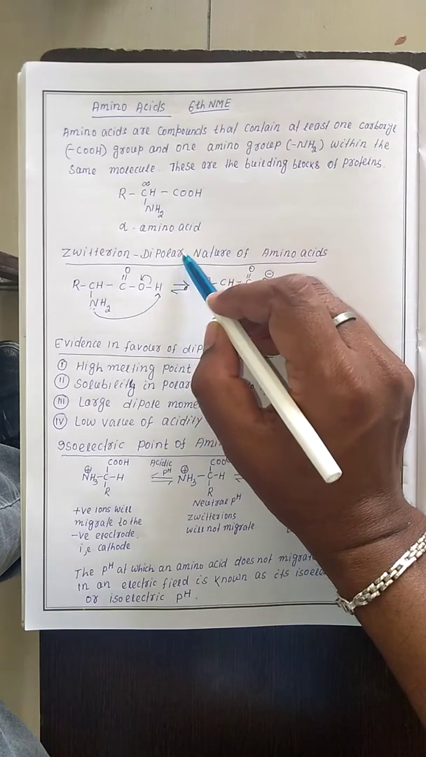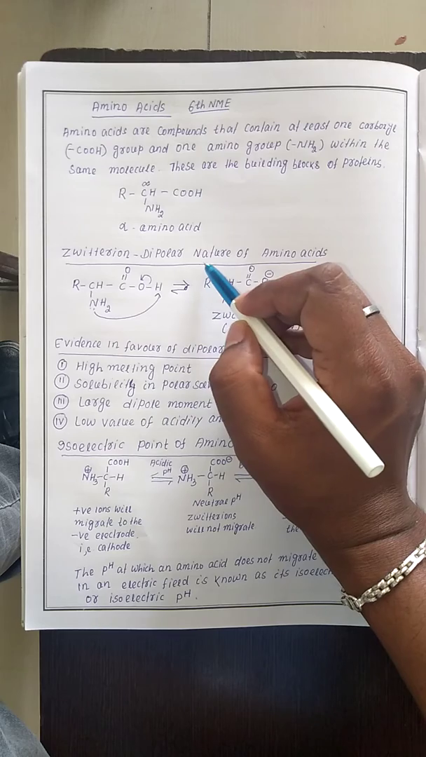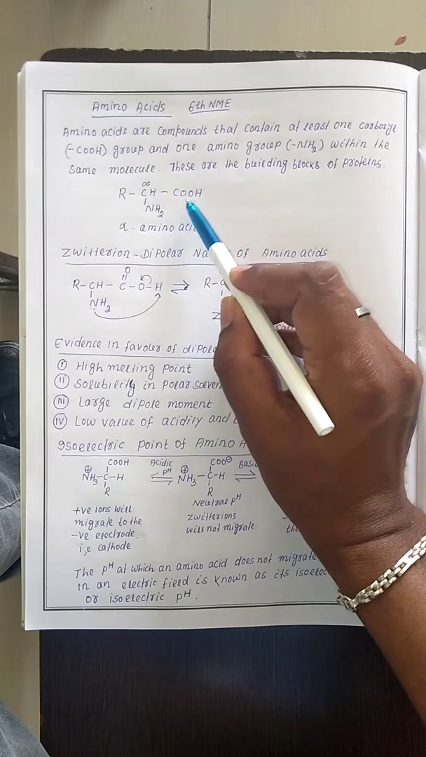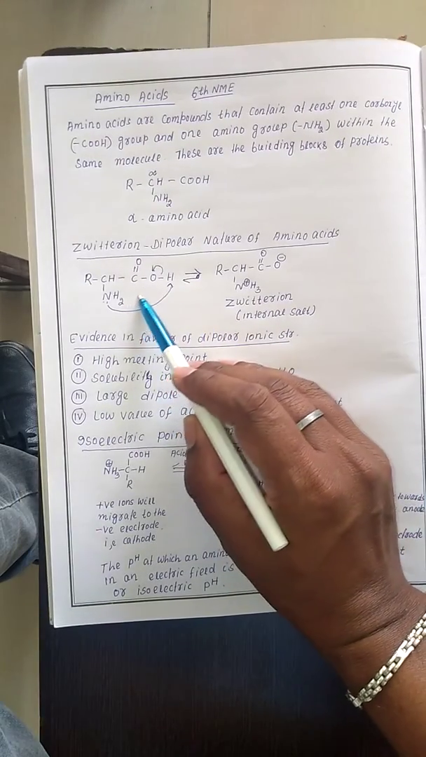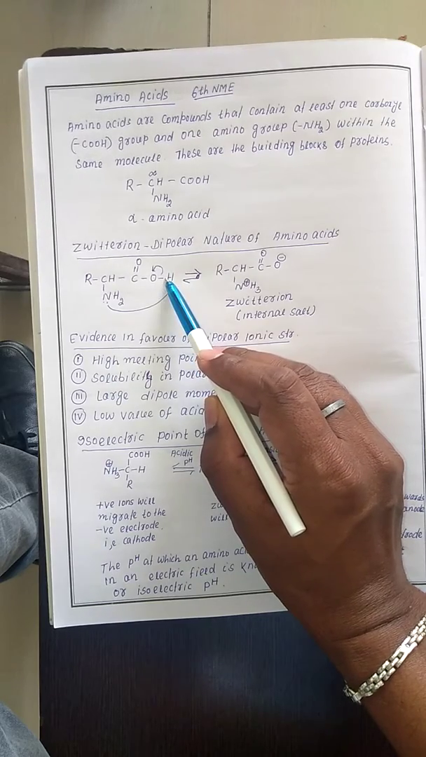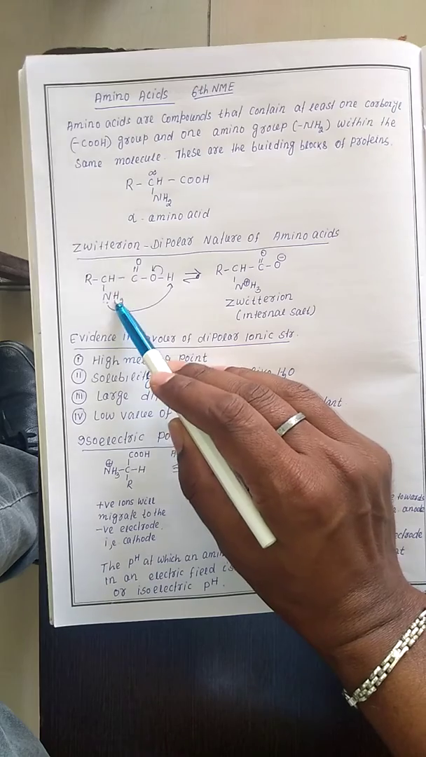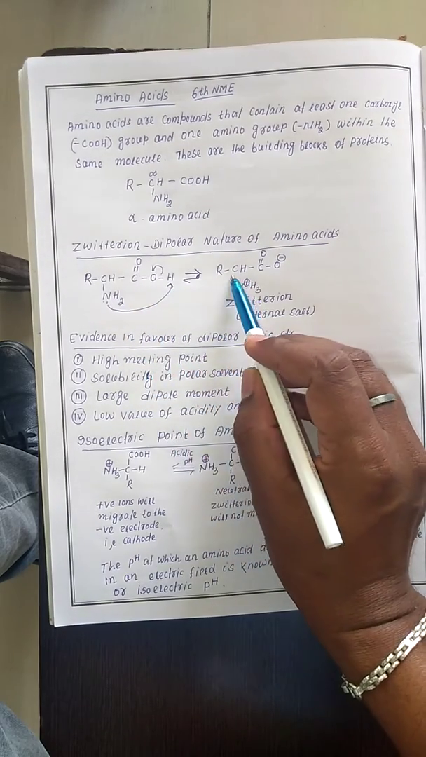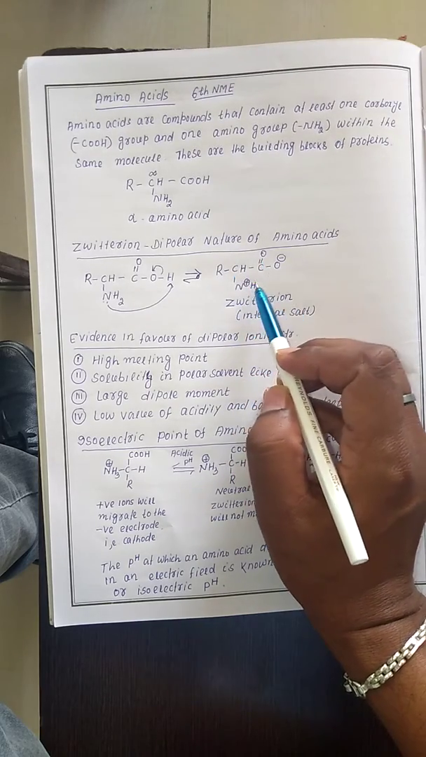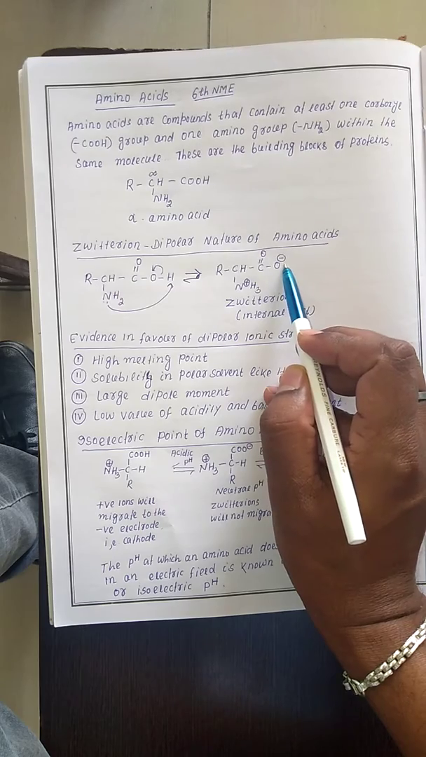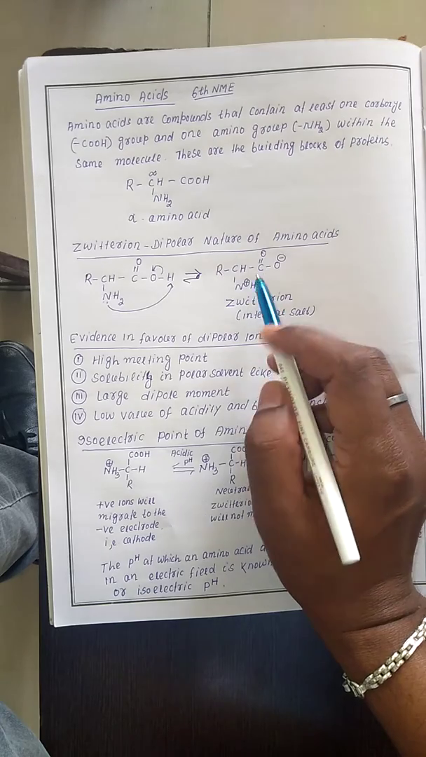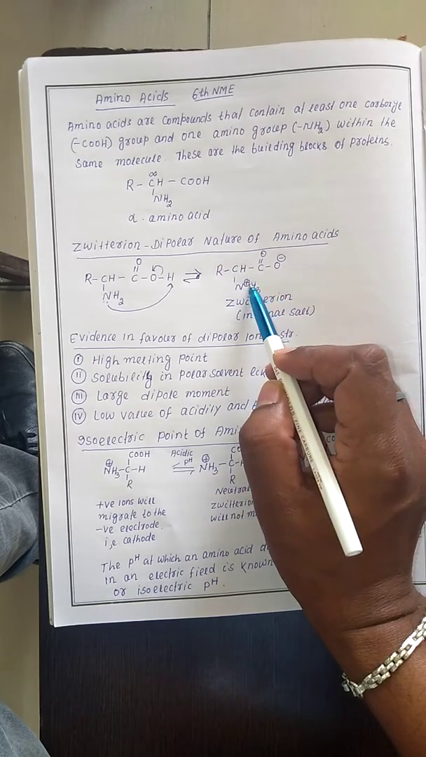Next is the zwitterion, or dipolar nature of amino acids. Basically, amino acids have a basic amino group and an acidic COOH group. You can see here, the H plus from the acidic group will attack the amino group, because the amino group is basic, and it will form an internal salt. So this is a salt, basically RCH NH3 plus COO minus. A cation is there and an anion is there. That is why it is called a zwitterion. Zwitterion means both positive charge and negative charge are present in the same molecule.